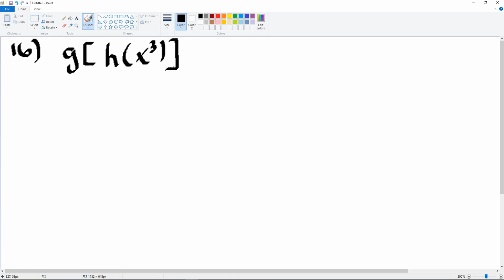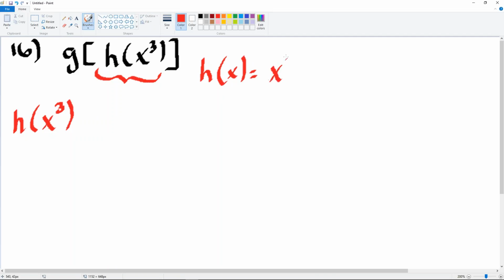All right, so brackets are just like parentheses. We just use brackets because we don't want a lot of parentheses going on. But you have to start with order of operations, where it says start inside. So the inside part says to do h of x cubed. Now here's h of x. h of x is equal to x squared minus 1.